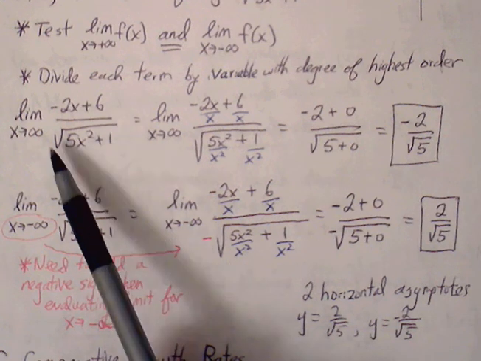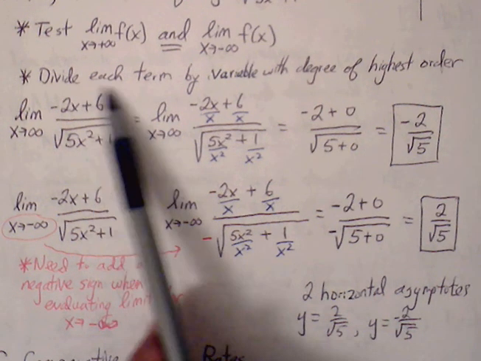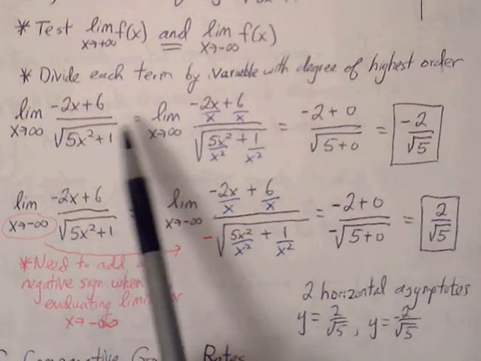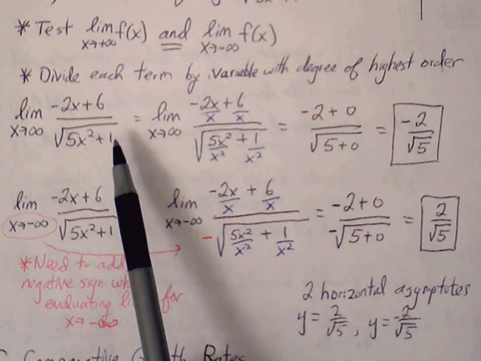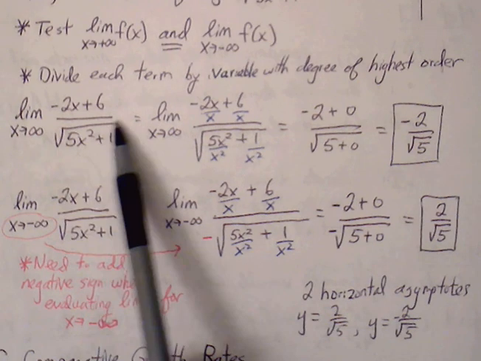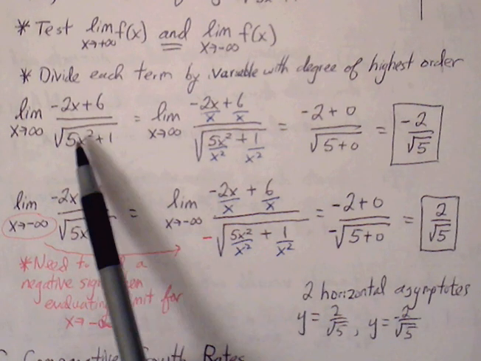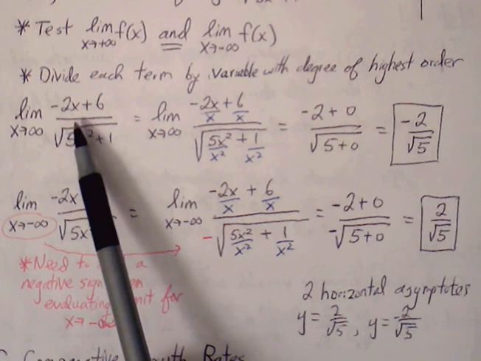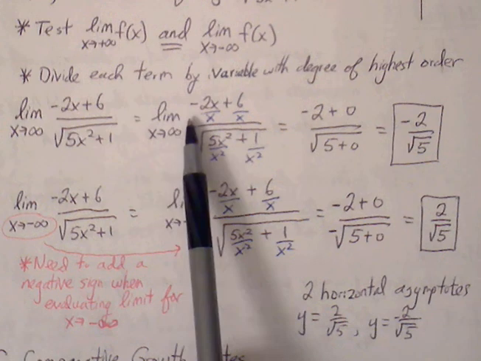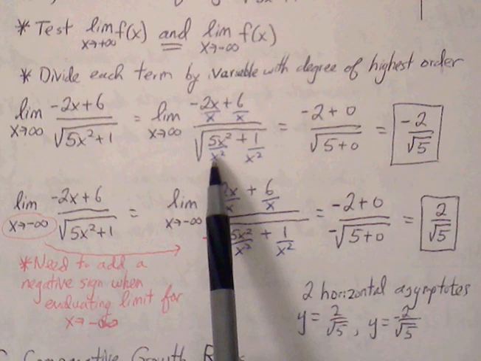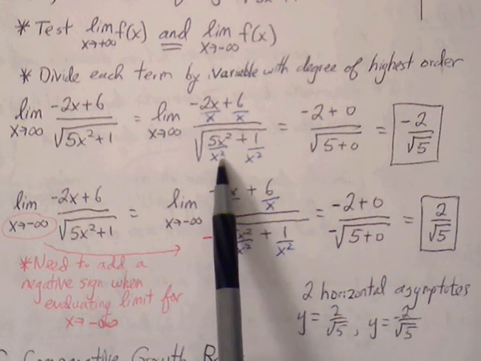Okay, so the way we approach this problem, we're going to divide each term by the variable with the degree of the highest order, just like before. But now, if you look at this expression, the variable with the highest degree may look like it's x squared. There's an x squared here, but this x squared is sitting under the square root, so that's going to reduce to be x. So the variable of the highest order is x to the first power, so we divide every term by x. However, once we're under the square root, we're going to adjust it by putting x squared, because we're sitting under the square root now.